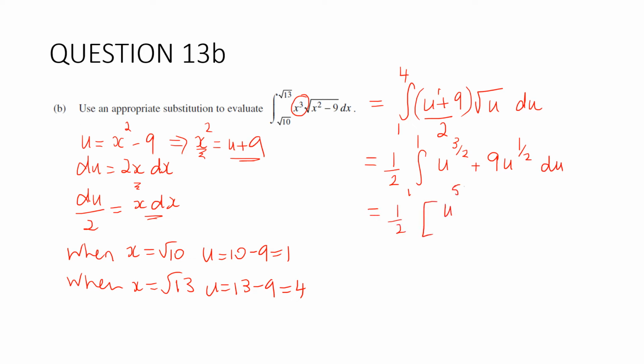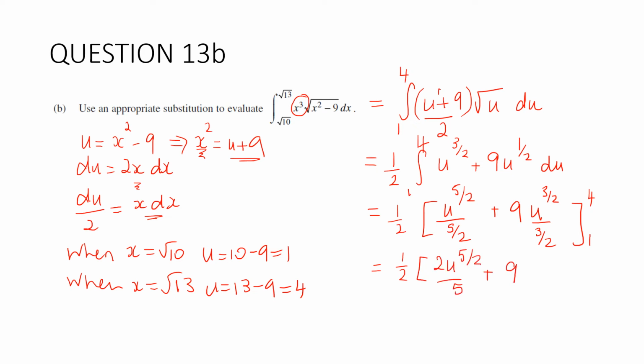Integrate. Comes that, plus 9u to the 3 halves over 3 halves between 1, oops, that's meant to be a 4, and 4. And I'll spend one more second just tidying this up. 2u to the 5 halves on 5 plus 9u to the 3 halves times 2/3. Oh, this is horrible. Equals a half.